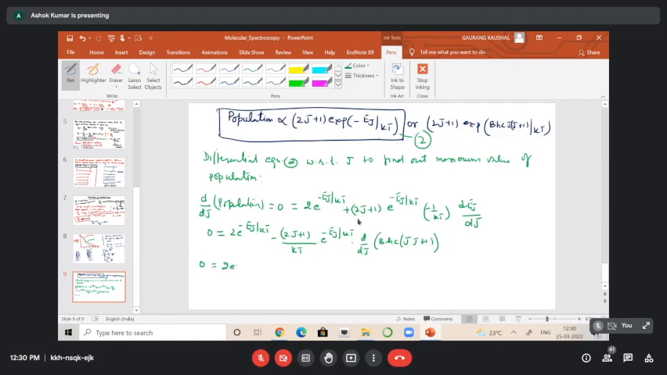This is equal to 2e raised to power minus BJ(J+1)hc upon kT minus (2J+1) square upon kT e raised to power minus BJ(J+1)hc upon kT into Bhc, which is equal to 2 minus (2J+1) square upon kT Bhc equal to 0.